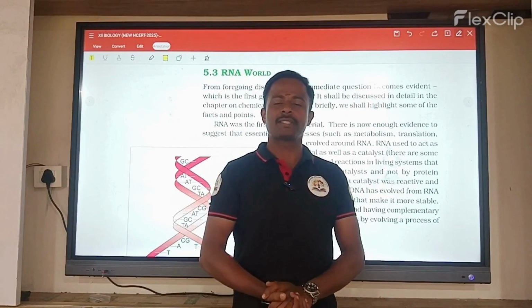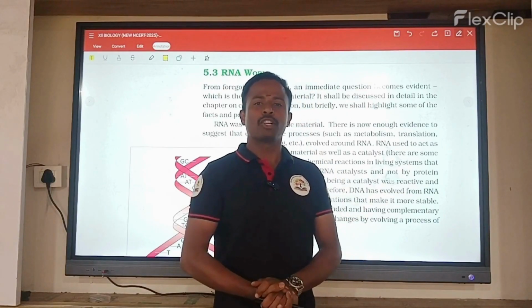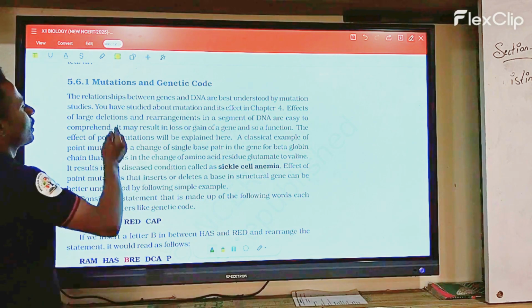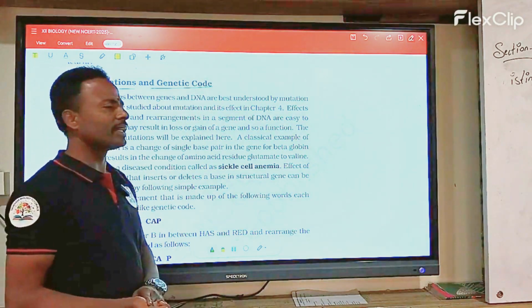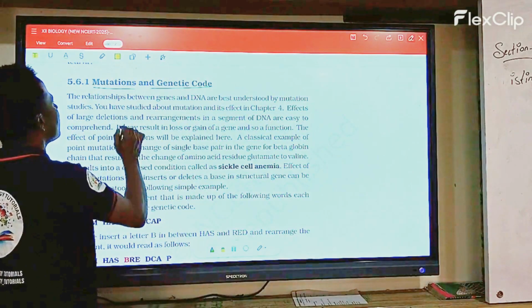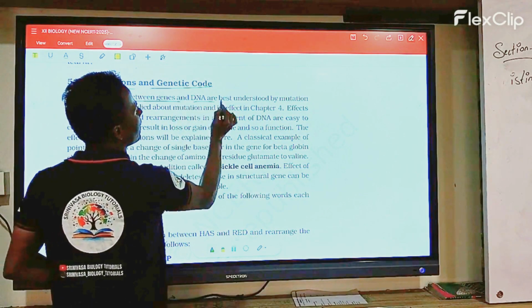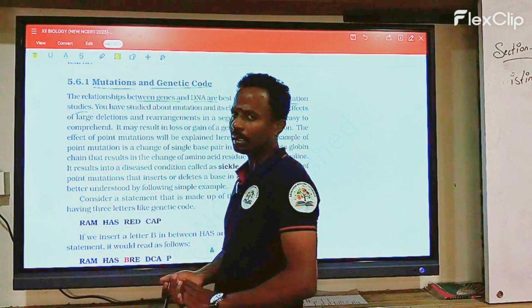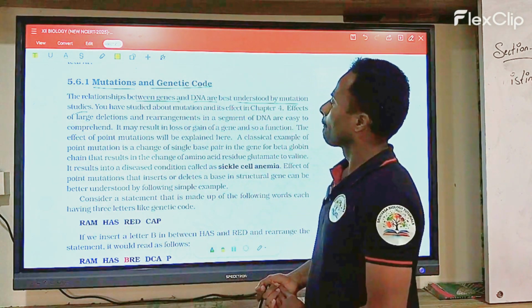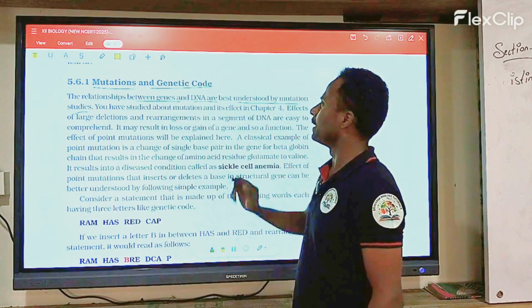For this section we will discuss NCERT Class 12th Molecular Basis of Inheritance, that is mutation and genetic code. What is mutation? What is in the genetic code? See, the relationship between genes and DNA is best understood by mutation studies. Here, mostly the relationship between genes and DNA.